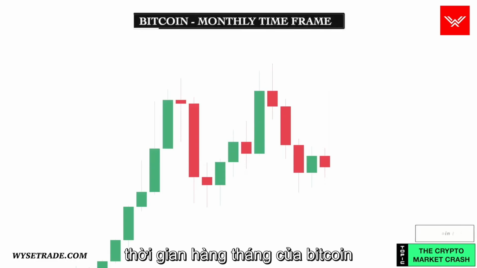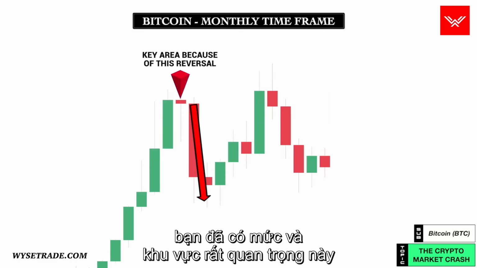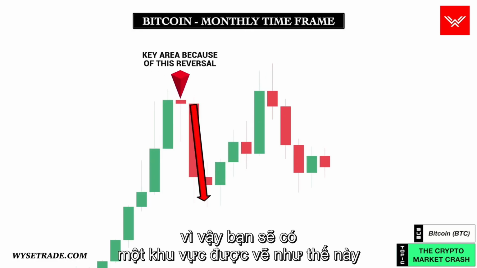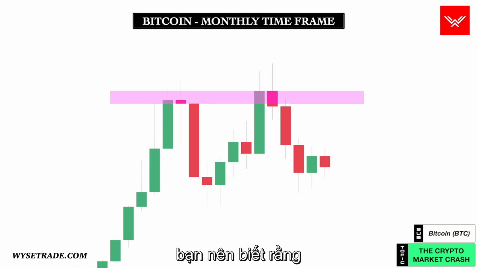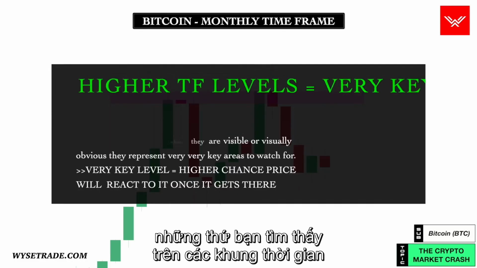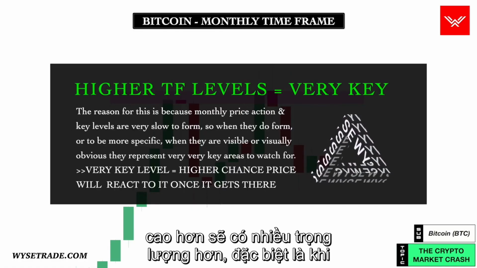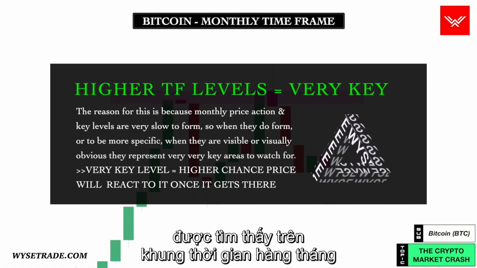This is the Bitcoin monthly time frame. You had this very key level and area. So you would have had a zone drawn in like this. From our past videos, you should know that things you find on the higher time frames hold more weight, especially when found on the monthly time frame.